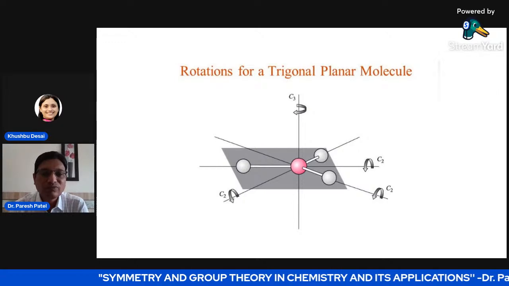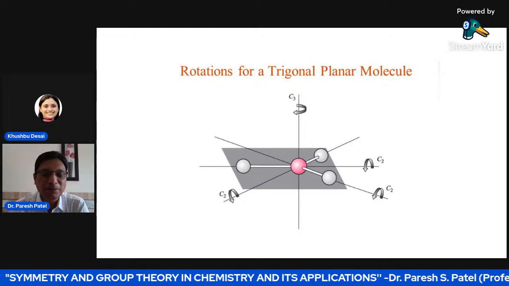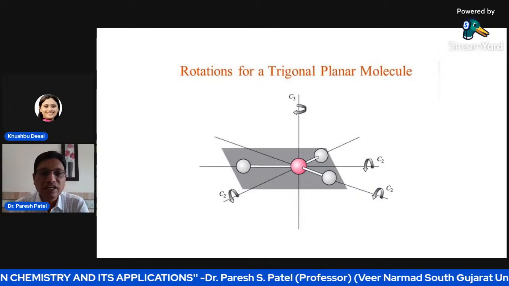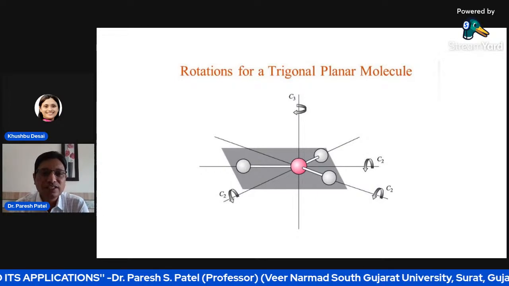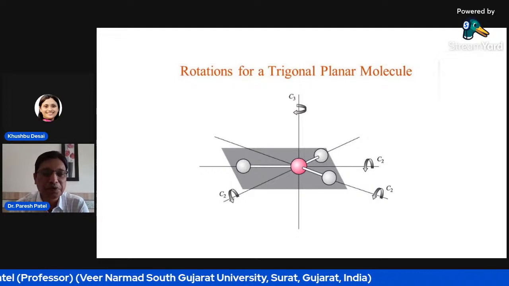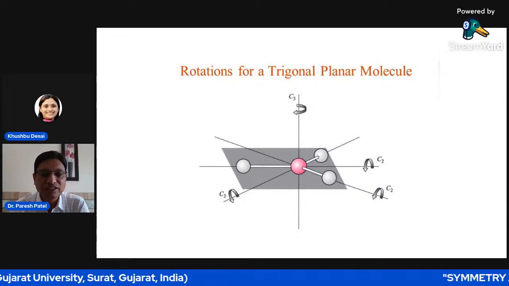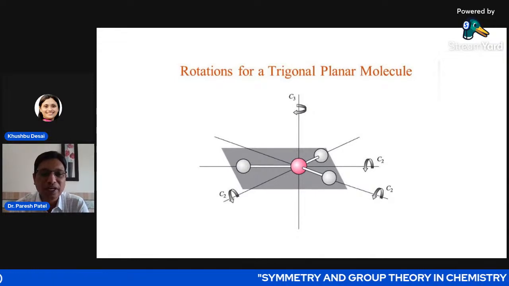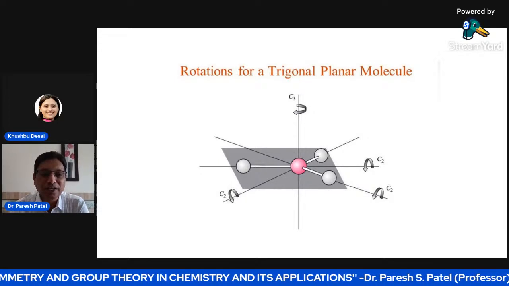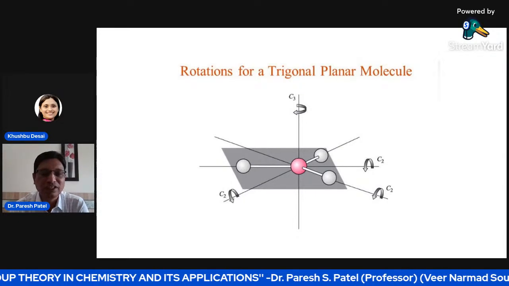Now, symmetry elements can be represented as C3 plus and C3 minus. Now, in case of this trigonal planar molecule, 3 C2s are perpendicular to the main principal axis C3. In case of BF3, 3 C2s are perpendicular to the main C3. And if we rotate this molecule along that axis around 180 to get the equivalent orientation position.